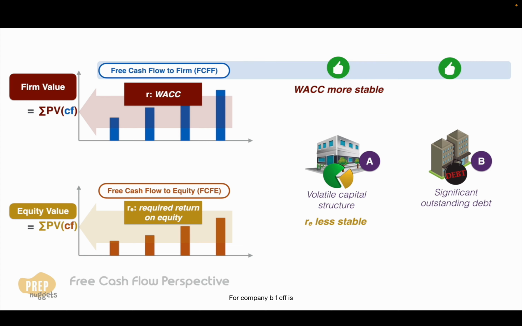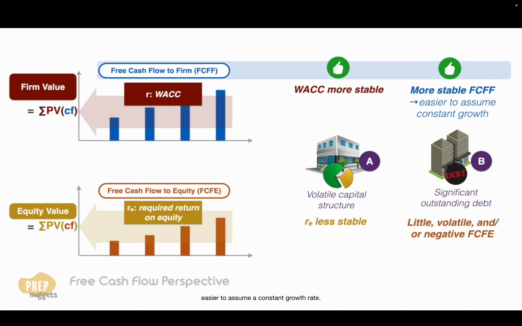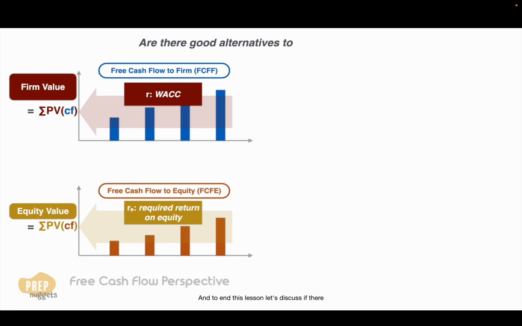For Company B, FCFF is also more suitable. Having significant debt means FCFE is likely to be little, volatile, or even negative in some years. FCFF will likely be a better estimate as it is likely to be more stable and easier to assume a constant growth rate. The examples of companies A and B illustrate why sometimes we need to use FCFF model rather than the FCFE model, even though FCFF model may seem more tedious as it requires the estimation of the value of debt. And to end this lesson, let's discuss if there are good alternatives to FCFF and FCFE.